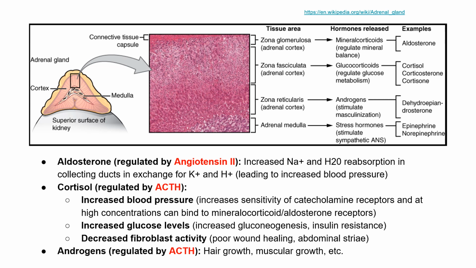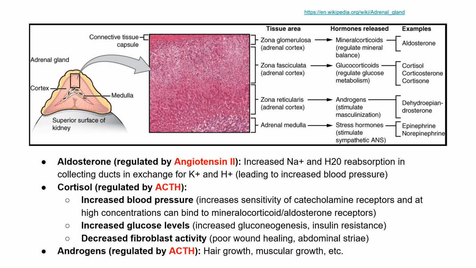But aldosterone's released, and its main function is to increase the amount of sodium and water that's reabsorbed in the collecting ducts of the kidneys, and it does so in exchange for potassium and protons, via ENaC channels. The second portion is the zona fasciculata, which releases cortisol. This portion is regulated by ACTH, and cortisol has many important physiologic functions.